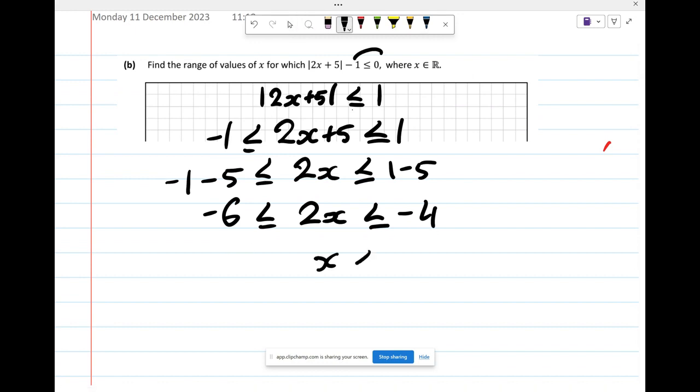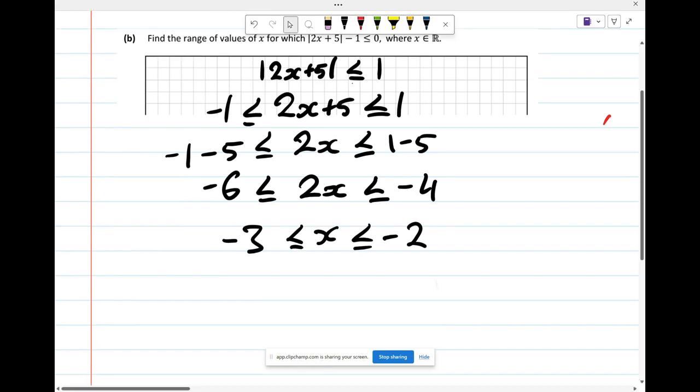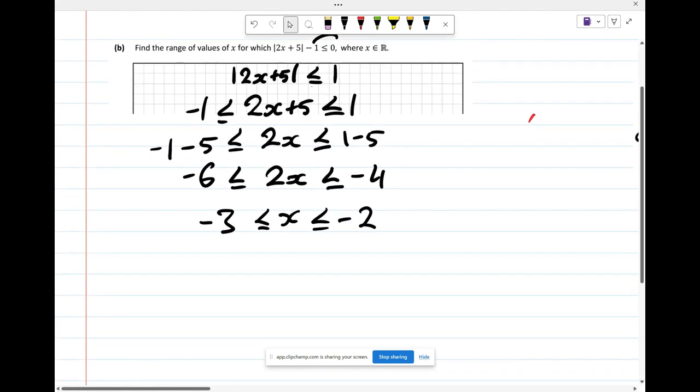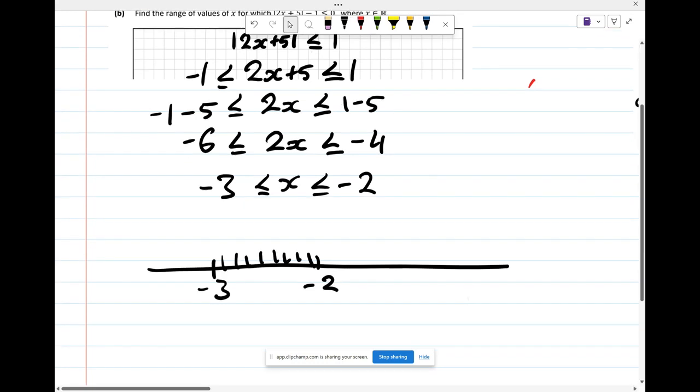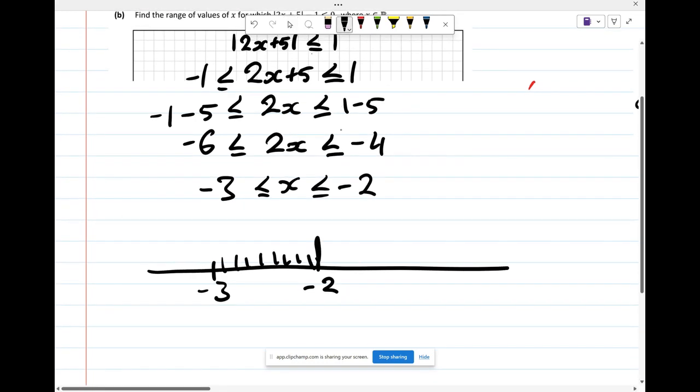So x is less than or equal to minus 2 and greater than or equal to minus 3. And that's your final answer. So what this means is if minus 3 is here and minus 2 is here, x lies somewhere in here, with minus 2 and minus 3 included because it's less than or equal to.